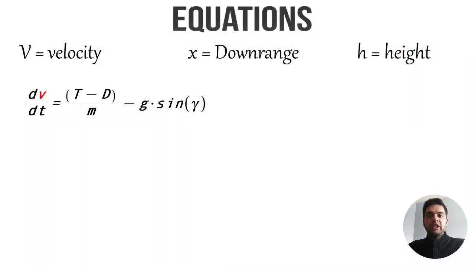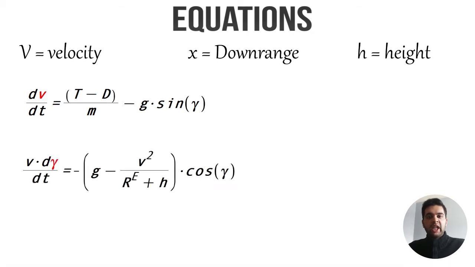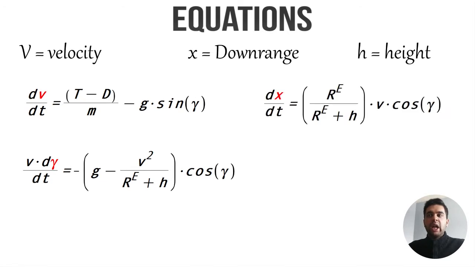Next, we have our equations of motion. We have velocity as a function of time, our pitch angle also as a function of time. That's your gravity turn maneuver, which they call for orbital launches. Our downrange distance and our height also as functions of time. These are our ODEs.